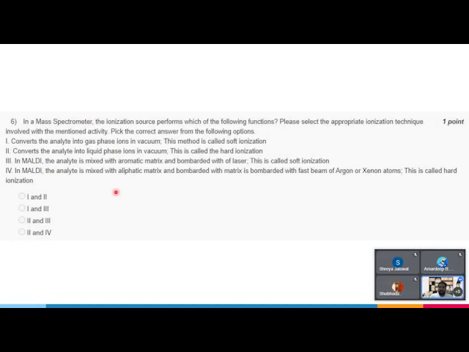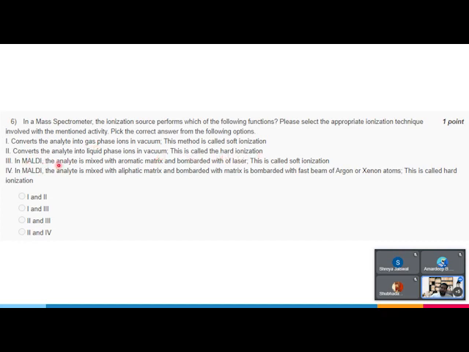We go to the next question, which is: in a mass spectrometer, the ionization source performs which of the following functions? Please select the appropriate ionization technique involved with the mentioned activity and pick the correct answer from the following options. The options are, number one, converts the analyte into gas phase ions in vacuum. This method is called soft ionization. Number two is converts the analyte into liquid phase ions in vacuum. This is called hard ionization.